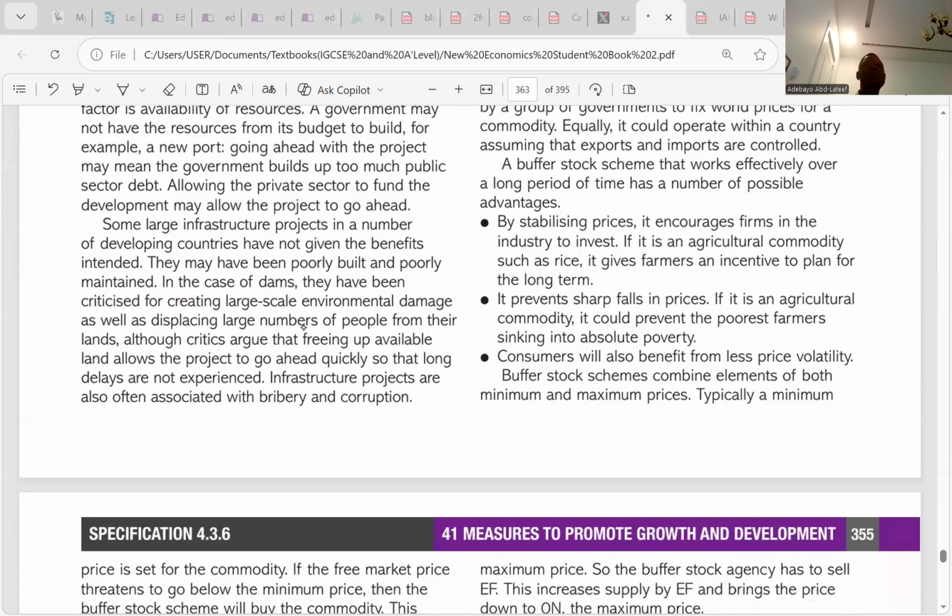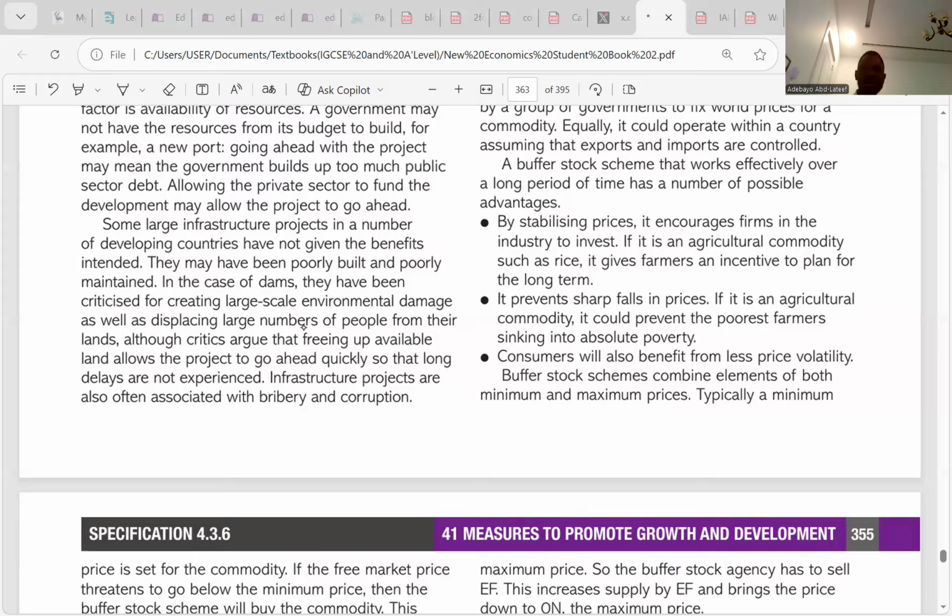Two, it prevents sharp falls in price. If it is an agricultural commodity, it could prevent the poorest farmers sinking into absolute poverty. How does it prevent a sharp fall in price? It prevents a sharp fall in price because if the supply of commodities is increasing, government buy the excess. So instead of the excess just being in the market to be sold at a reduced price by the farmers, the government will buy them and keep them for the future time when the price will rise. Okay. So government serves as a last resort for farmers.